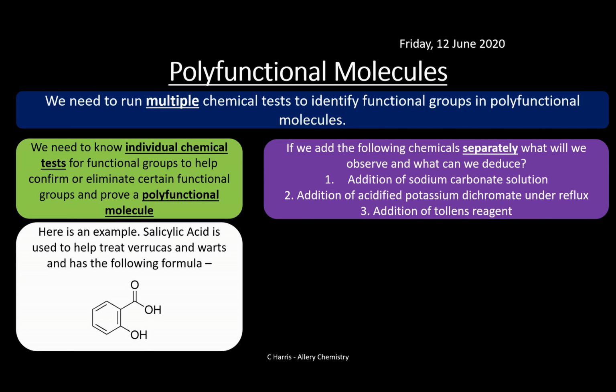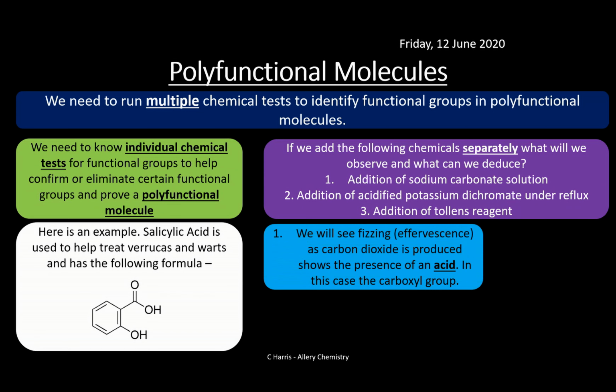So we're going to add sodium carbonate solution, we're going to add acidified potassium dichromate under reflux, and we're going to add Tollens reagent as well. So what the examiners are wanting us to do here is to go through each one of them and tell us separately what we will observe and what can we deduce from that observation. So if we add sodium carbonate solution to this particular chemical here, we will see fizzing. Now why? Because it's an acid.